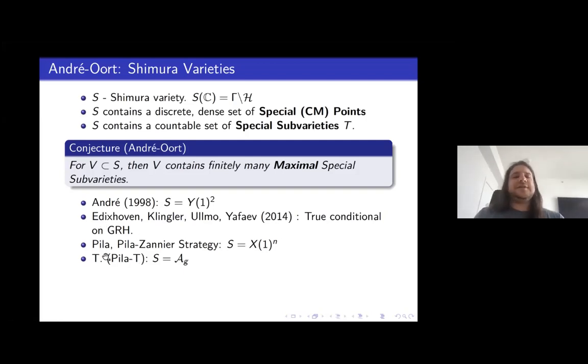Then in 2011, Pila came up with a different strategy based on his work with Zannier. And he unconditionally established the case of Y1 to the n, so arbitrary products of modular curves. And then the strategy was pushed over the course of many years, and I'll describe it in a minute. And the latest result, in 2016, I think, depending how you count, based on joint work of myself and Pila, and then a paper of myself, I established that the conjecture is true for A_g, the Siegel modular variety.